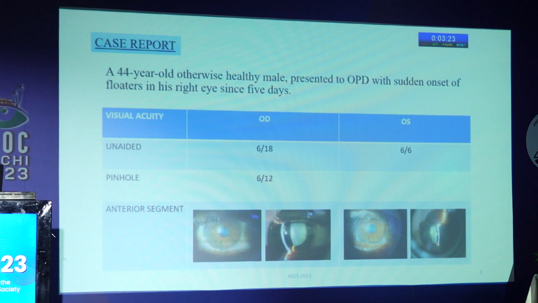So we have a 44-year-old male patient who presented to the OPD with sudden onset of floaters in his right eye since 5 days. His visual acuity in right eye was 6/18, improving to 6/12, and left eye was 6/6. Anterior segment was within normal limit in both right and left eye.